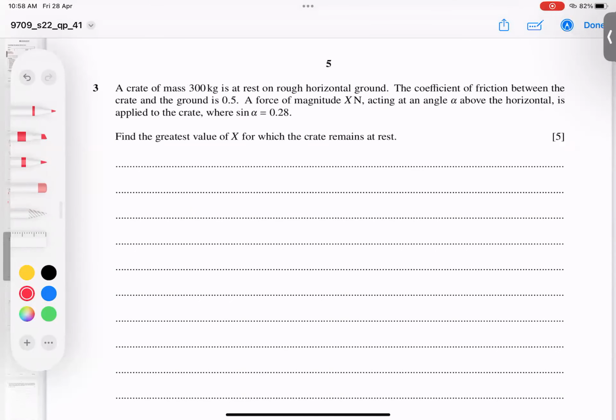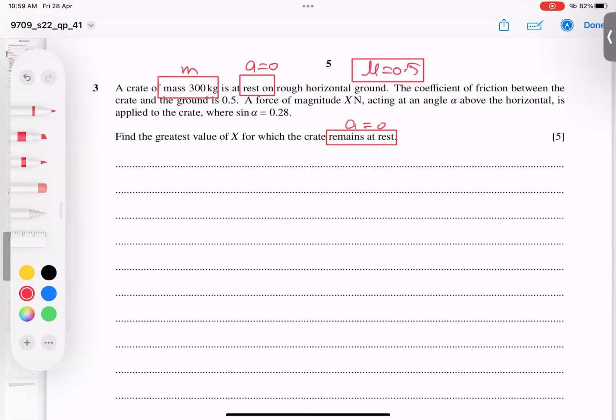A crate of mass is 300 kilograms. So I mentioned mass here. And rest means its velocity is 0. And remains at rest means equilibrium, so acceleration confirms 0. And remain at rest means same story. Acceleration remains 0. Rough horizontal ground and coefficient of friction between the crate and the ground is given by him is 0.5. So mu value, I'm writing on the top, is 0.5.